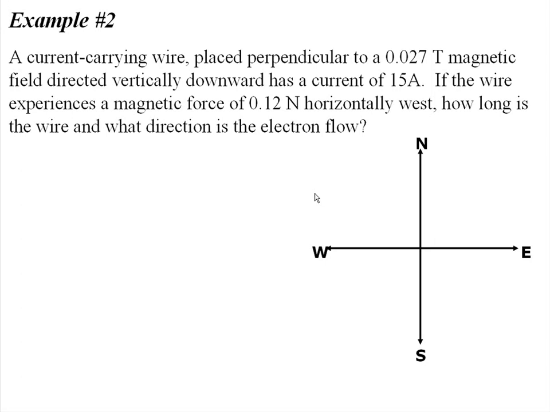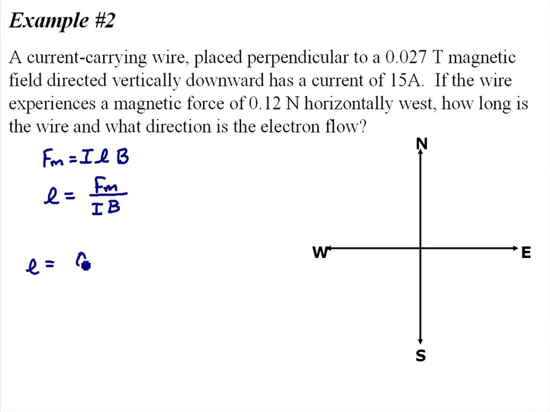So again, we start with a current-carrying conductor. We start with the formula Fm equals ILB. Since we're looking for the length, we just have to manipulate this formula. Length equals magnetic force divided by current times magnetic field. Put our numbers in. We have the magnetic force.